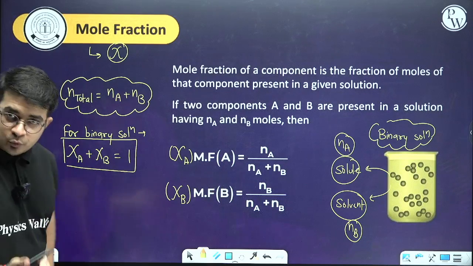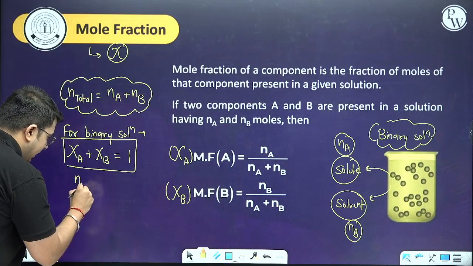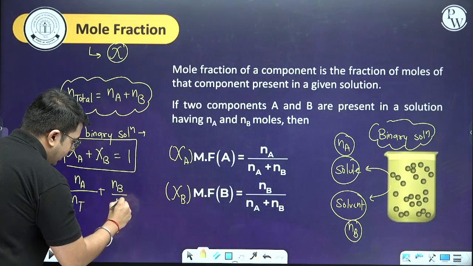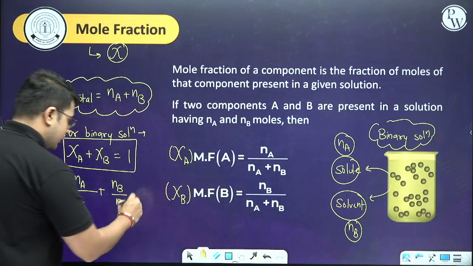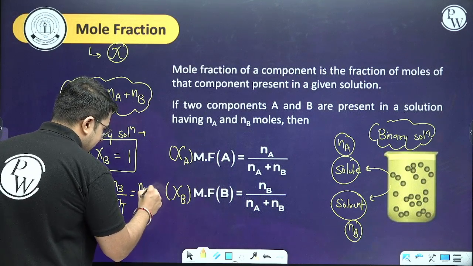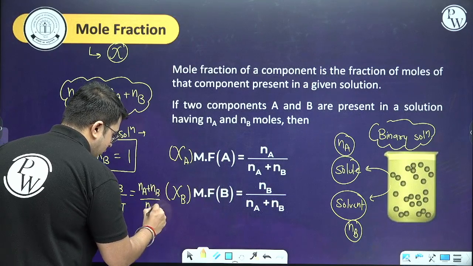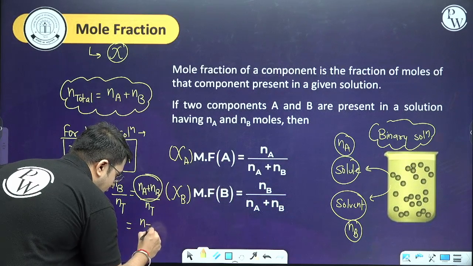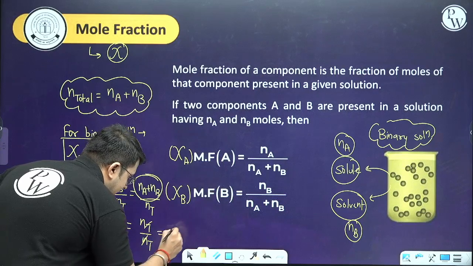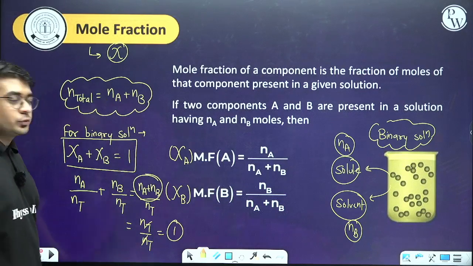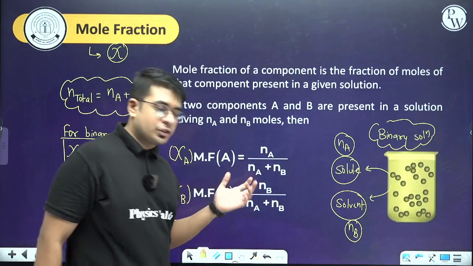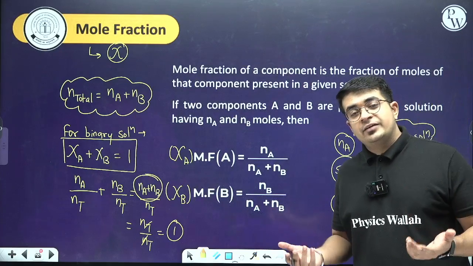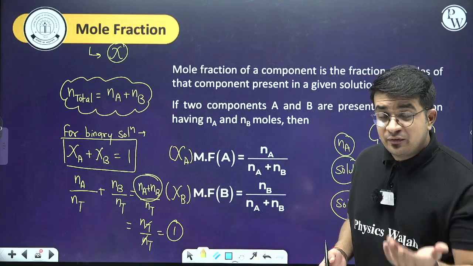How? You can put the value. You know that this will be Na upon N total plus Nb upon N total, which is equal to Na plus Nb upon N total. You know this entire part is already N total. So that will be N total divided by N total, that is equal to 1. So you can see that for a binary solution, chi A plus chi B value will always be equal to 1. It means chi A will be 1 minus chi B or chi B will be 1 minus chi A.